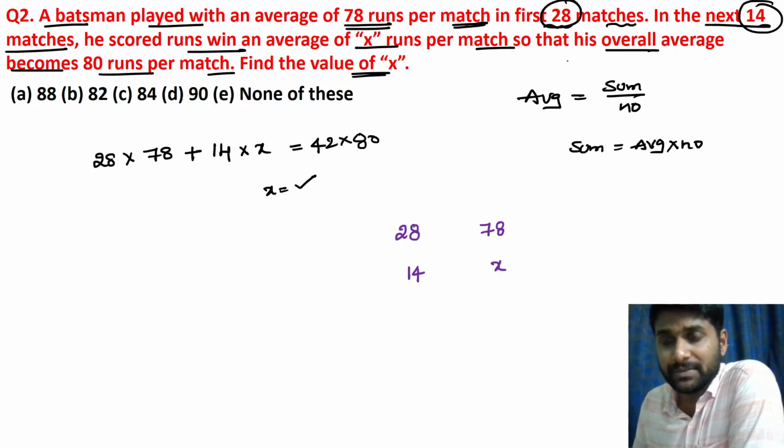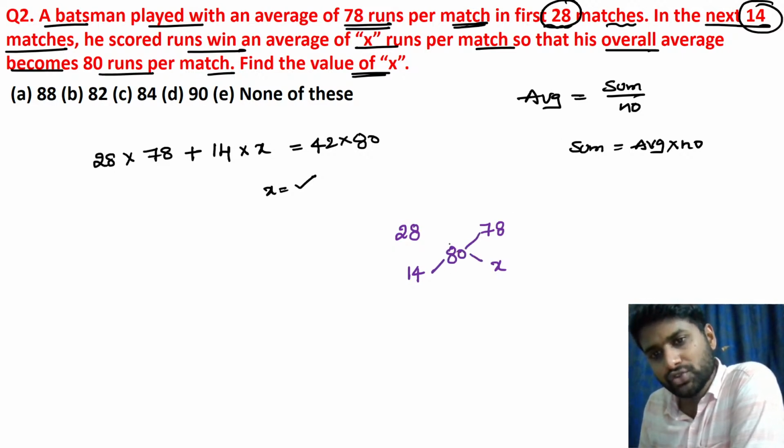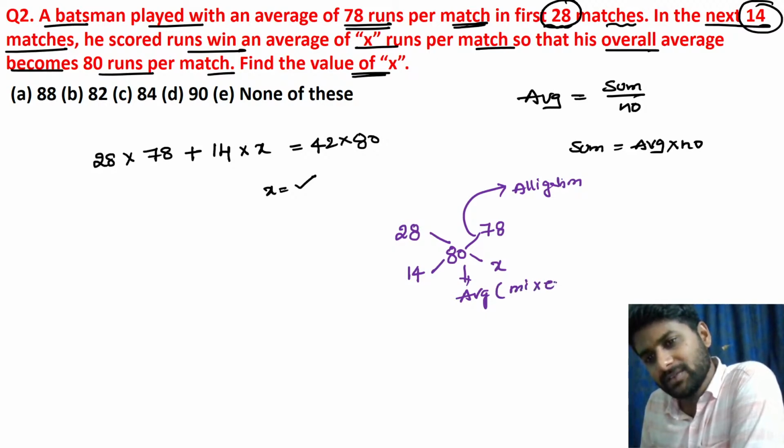So if the person scored X runs for the next 14 matches, the overall average becomes 80. Now if you separate those two values, it is a concept of alligation. The average means it is a mixer value.